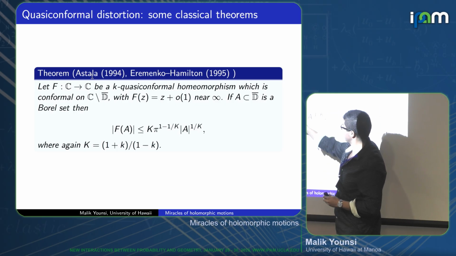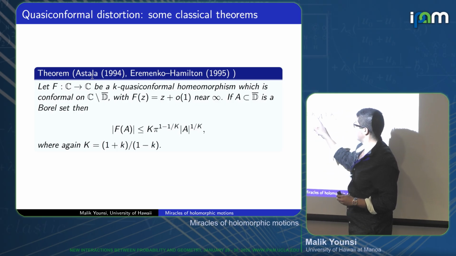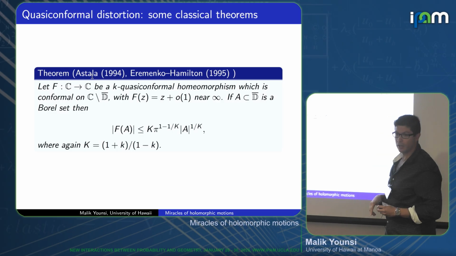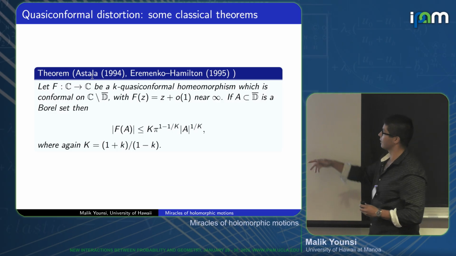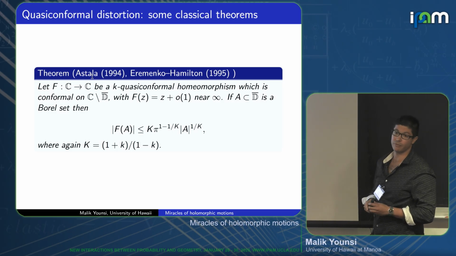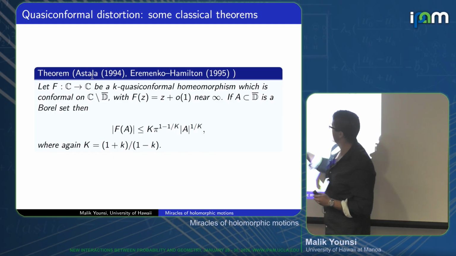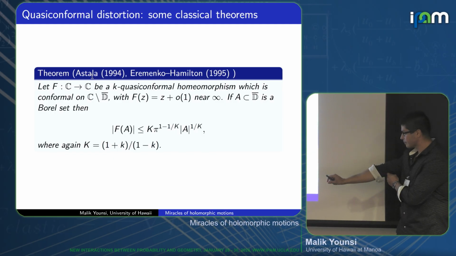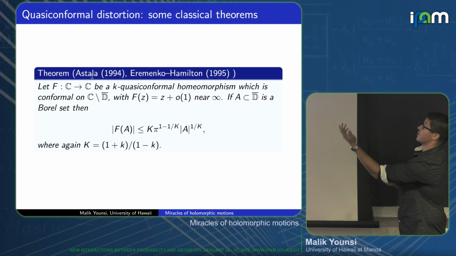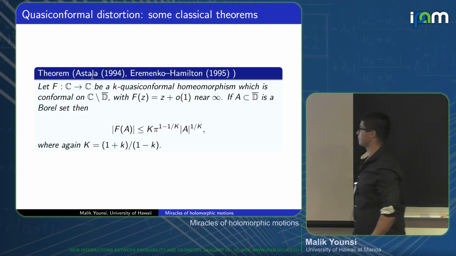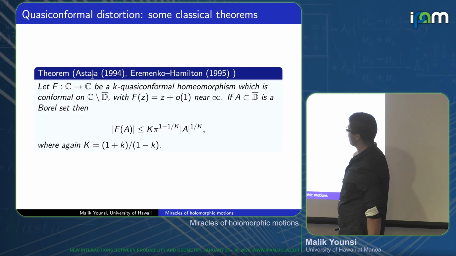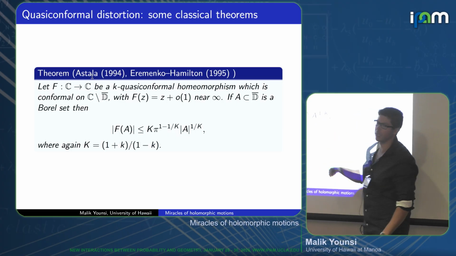So what Astala did is he proved this estimate for some constant depending on k, not explicit, and then Eremenko and Hamilton simplified the proof, and they got an explicit formula for this constant. So this constant here is due to Eremenko and Hamilton. And this estimate is also sharp. There are simple examples of quasiconformal mappings, like radial stretching, which will give you the upper bound.